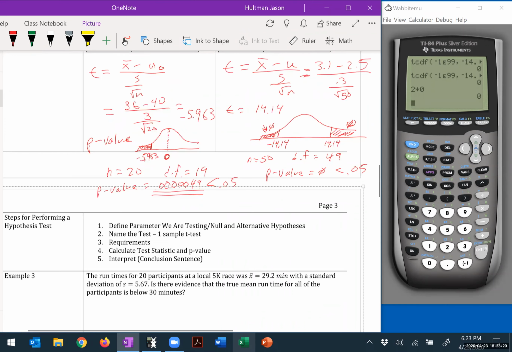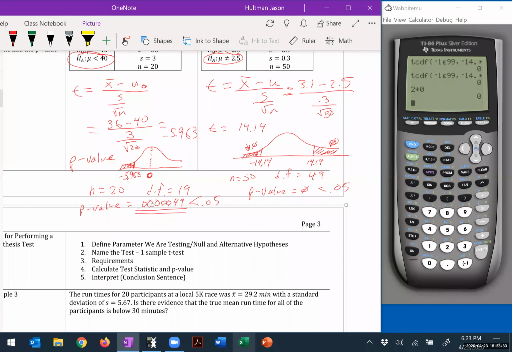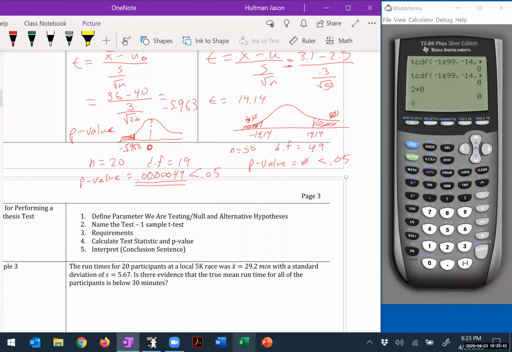How would we do the t-test on the calculator without having to run any of these statistics on our own? If we want to do a t-test on the calculator, it's a one sample t-test, or just called on the calculator, t-test.